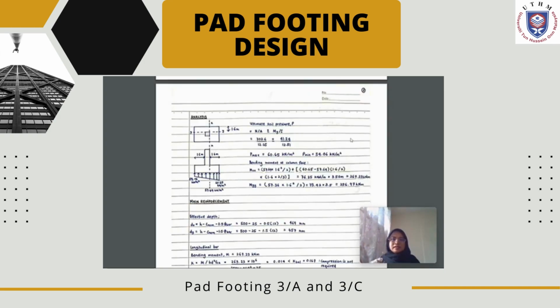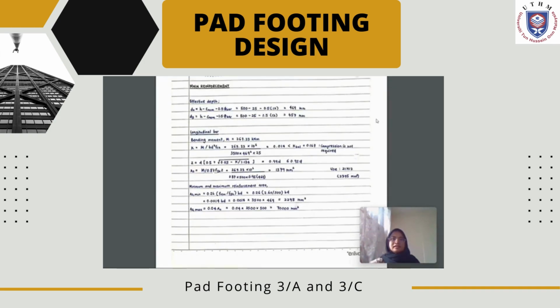Then the next step is analysis. So we need to find the ultimate soil pressure using this formula, and then we got the P max and the P min. So from this result, we will calculate the bending moment at the column face. So this is the diagram for ultimate soil pressure for this pad footing.